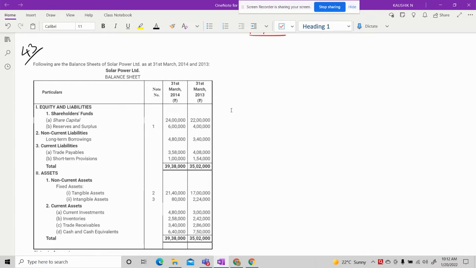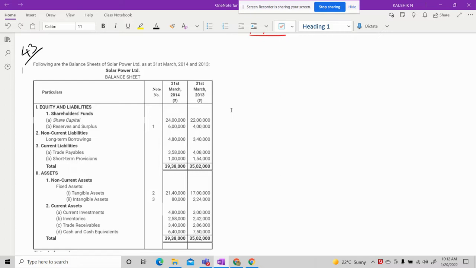Students, today we are going to work out problem number 43 from the exercise of cash flow statement. Let us first try to understand the problem and what accounts need to be prepared according to the given adjustments, and then we'll prepare the cash flow statement.